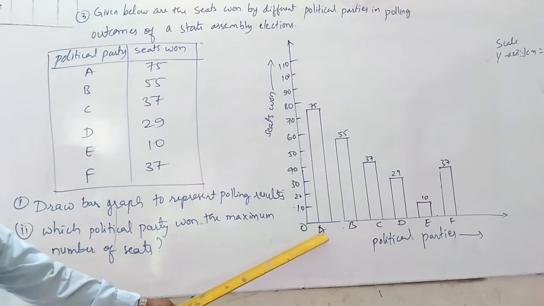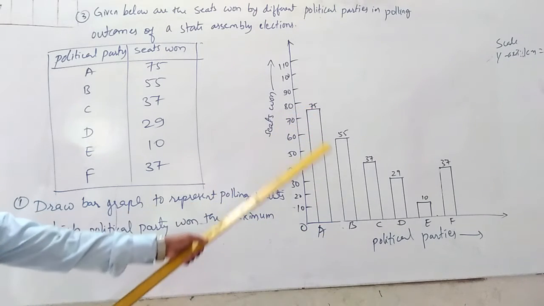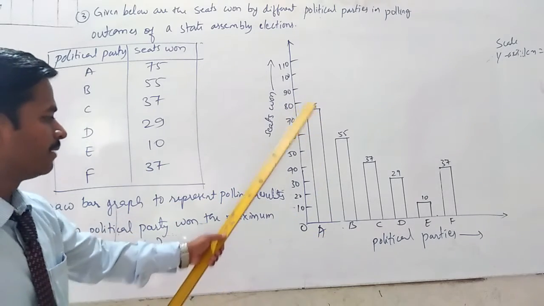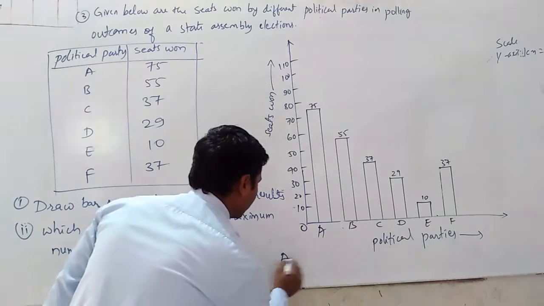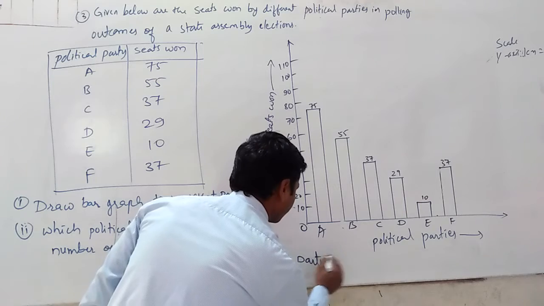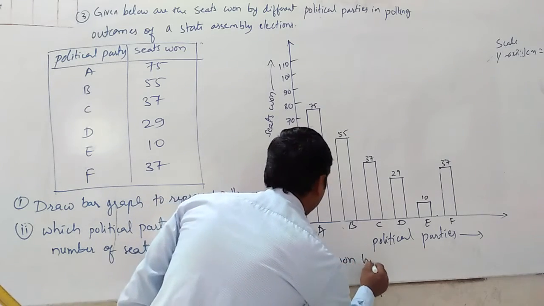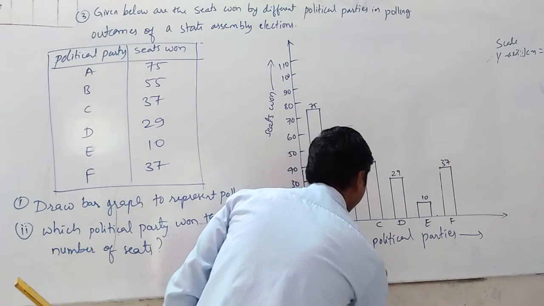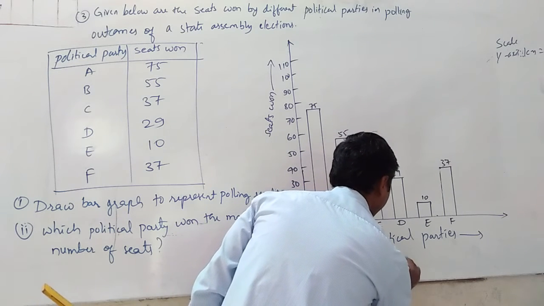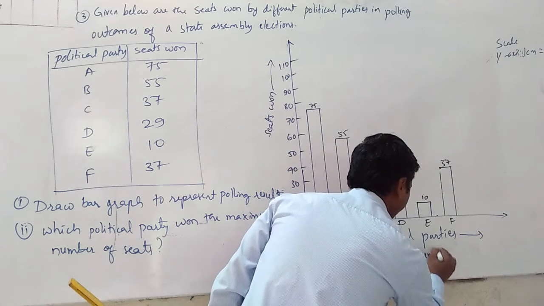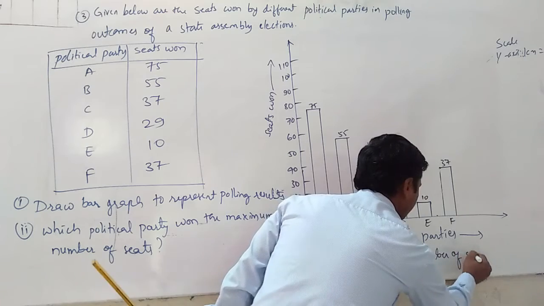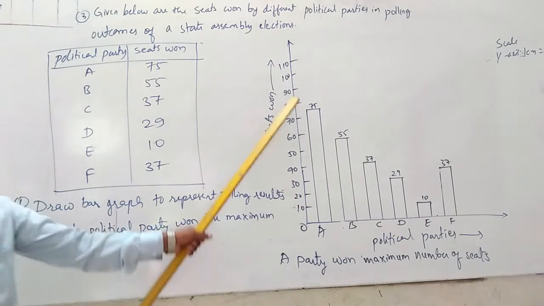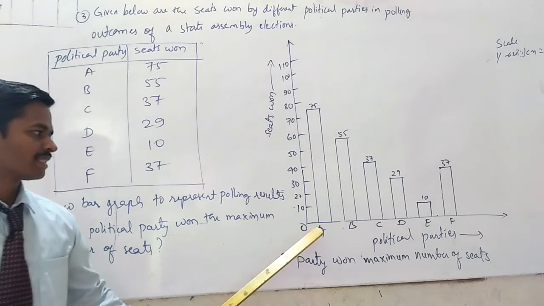Observe this graph. The highest value is 75. The longest bar in this graph is party A, which has the highest, the maximum number of seats. Of all the parties, party A won the maximum number of seats. That is the graph.